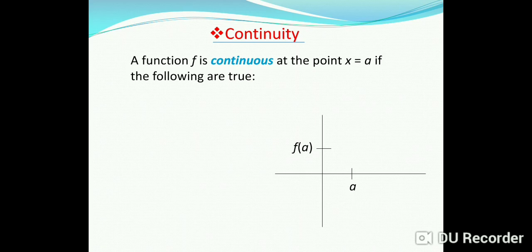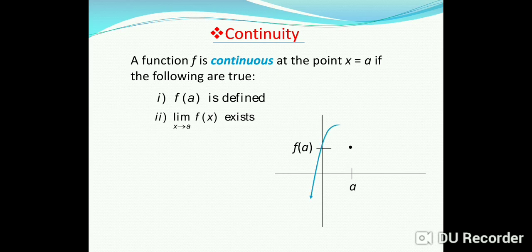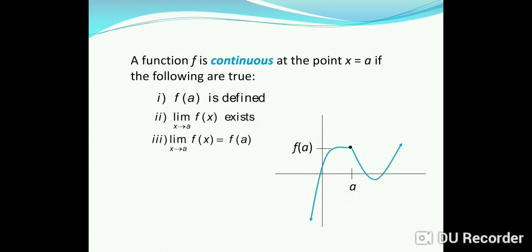Now we will see continuity, which is the most important point. We will see the definition. A function f is continuous at the point x is equal to a if the following are true. First, f of a is defined. Second, limit of f of x as x tends to a exists. This is shown in the following figure by graphical representation. Third condition is limit of f of x as x tends to a is equal to f of a, shown in the graphical method as follows.